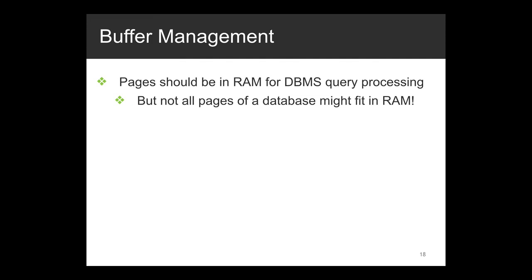So why do we need buffer management? Well, pretty much every computer has a random access memory that is different from the secondary storage. That is, the random access memory is volatile, the secondary storage is persistent, it's not volatile. So you want to utilize the random access memory more efficiently for your particular application.